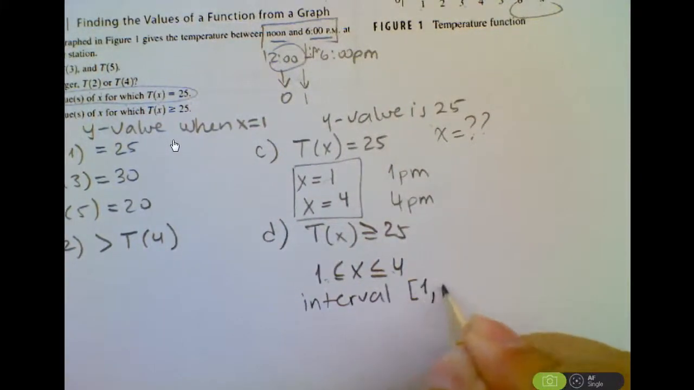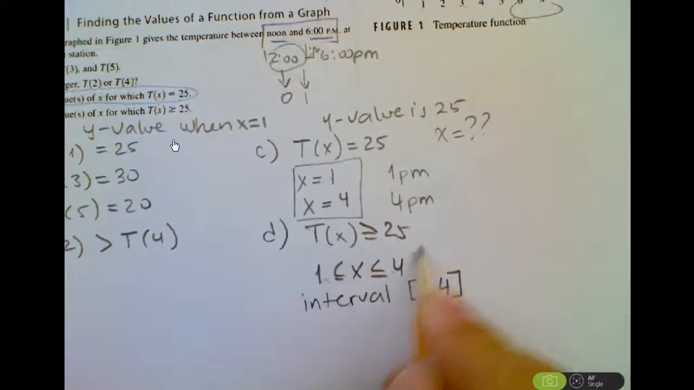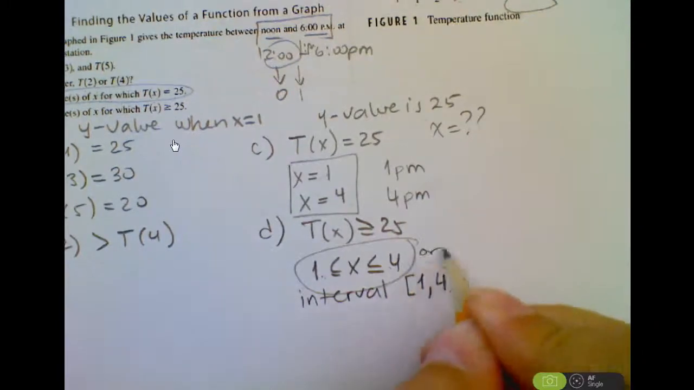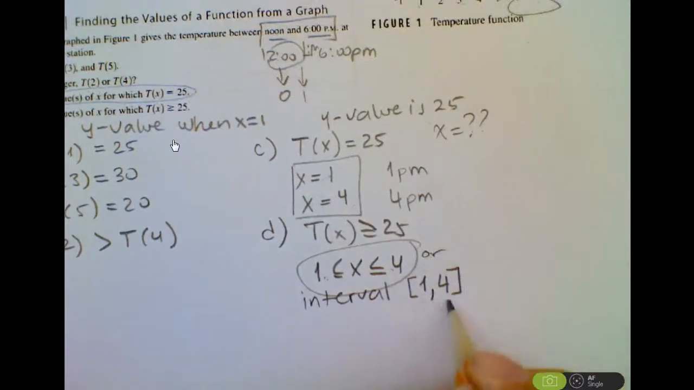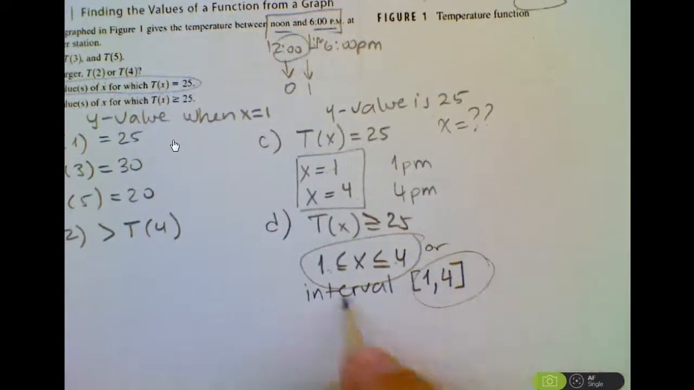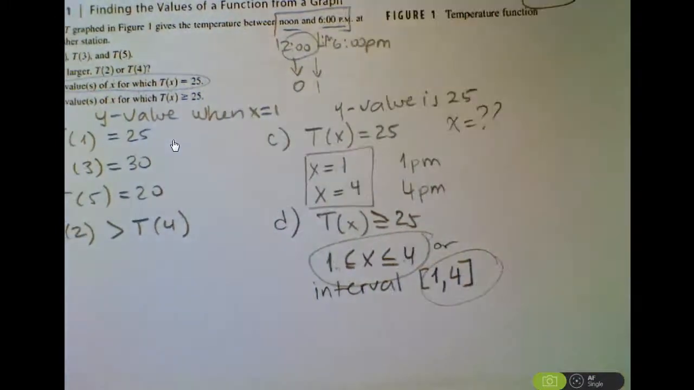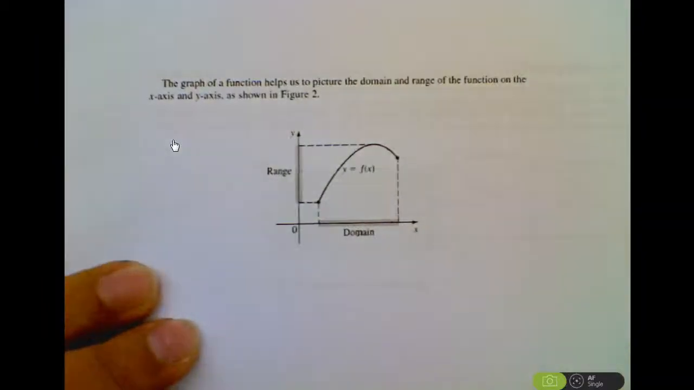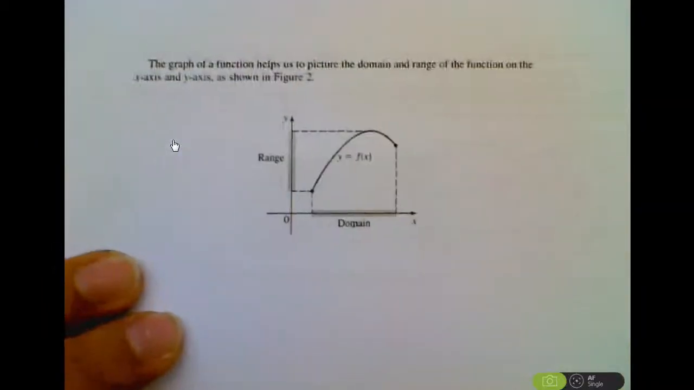So I can say between 1 and 4. So I can write my answer like this, or I can write my answer as interval between 1 and 4. This way is faster, but you have to be fluent on both. Now, the second slide says, the graph of a function helps us picture the domain and range of the function on the x and the y axis.